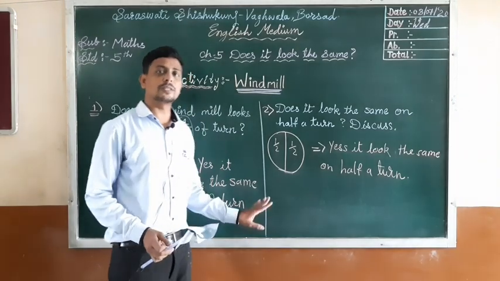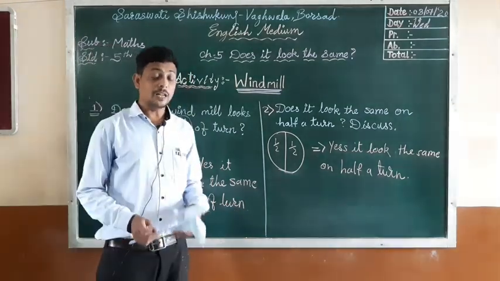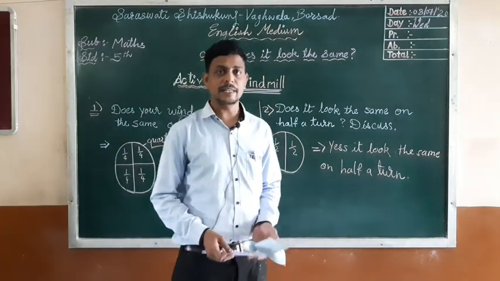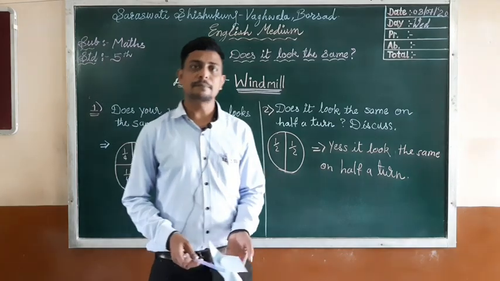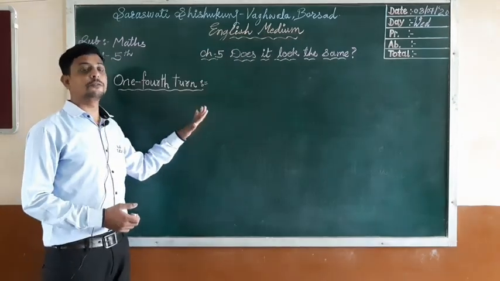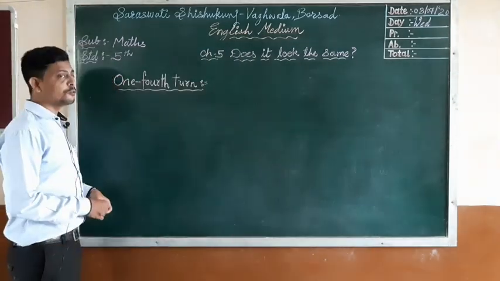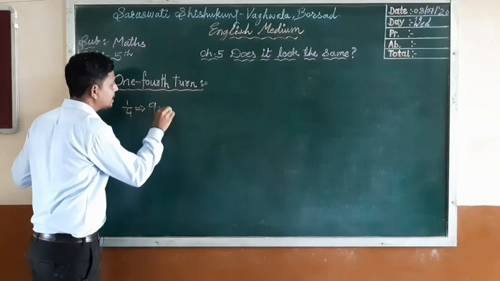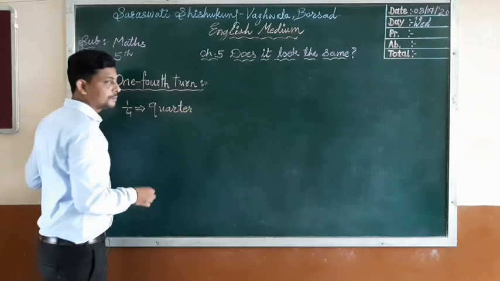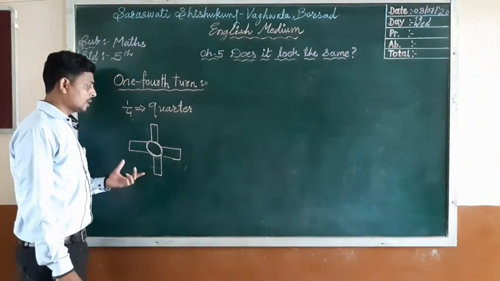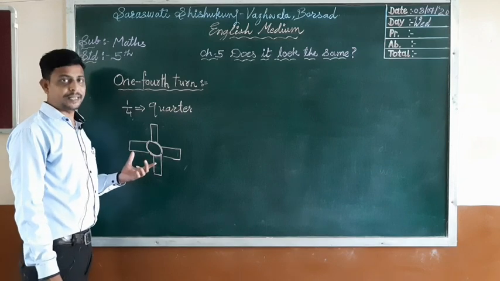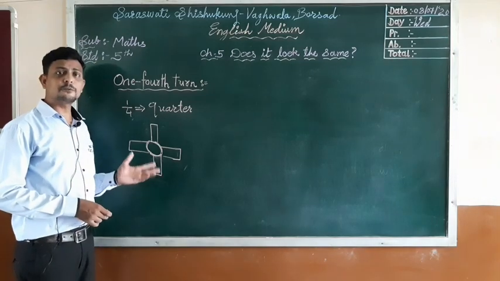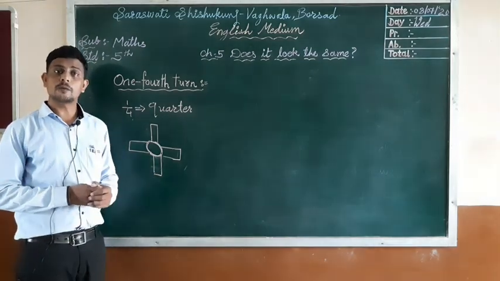Hope you have understood both the questions and their answers. Now we will move to the next topic, that is 1/4 turn. So let's begin. We have already learned 1/4 turn in the activity. 1/4 means we can say quarter. Suppose this is a fan. Now the fan has 4 blades, 1, 2, 3 and 4. So we can say it has 4 parts. Each part is called a quarter.